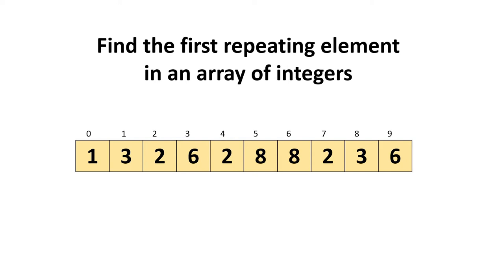So today we will discuss one problem where we have to find the first repeating element in an array of integers. So here if you check, the first value is 1, which is not present again in this array. Then the second value is 3, which is present at position 8. That means 3 is the first element which is repetitive. So 3 will be our answer. So how to find this, we will see next.